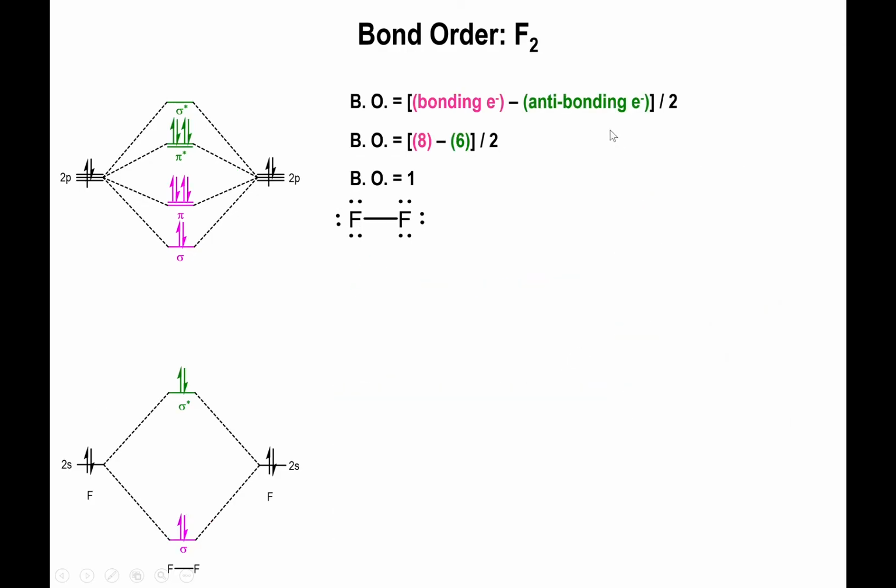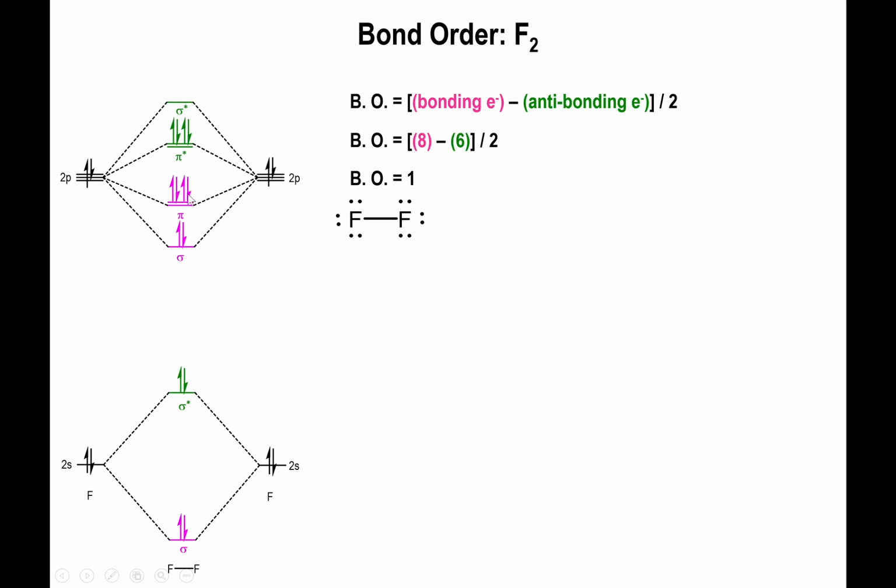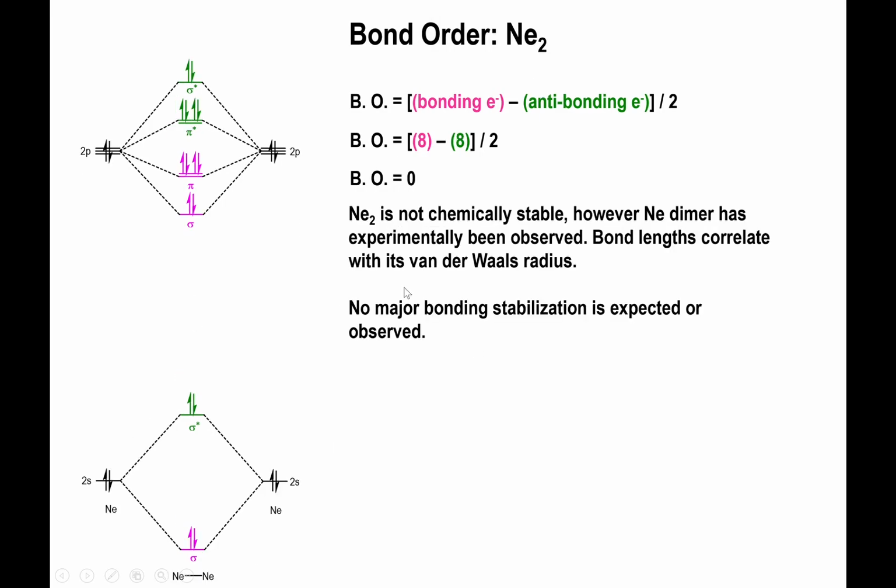All right, now for difluorine, we saw that we have 2, 4, 6, and 8 bonding electrons, but we have 2, 4, and 6 anti-bonding electrons. And 8 minus 6 is 2, 2 divided by 2 is 1. So the bond order between the two fluorines is a single bond, as we already knew. But all of the electrons are paired up, so this is known to be a diamagnetic molecule.